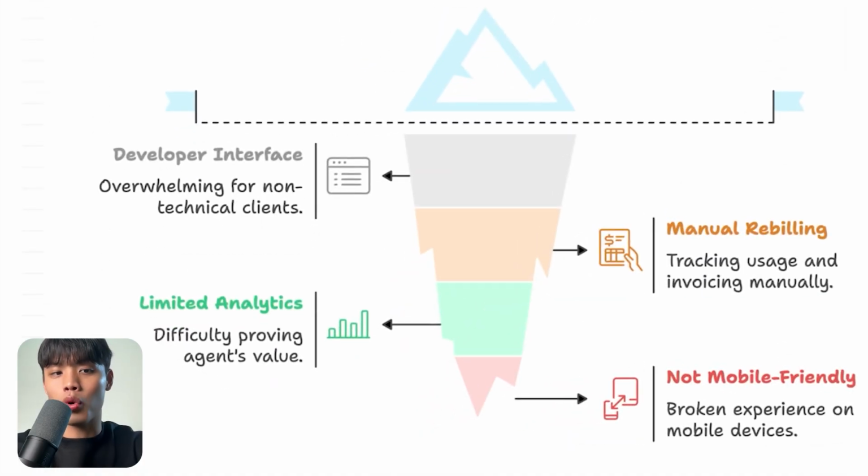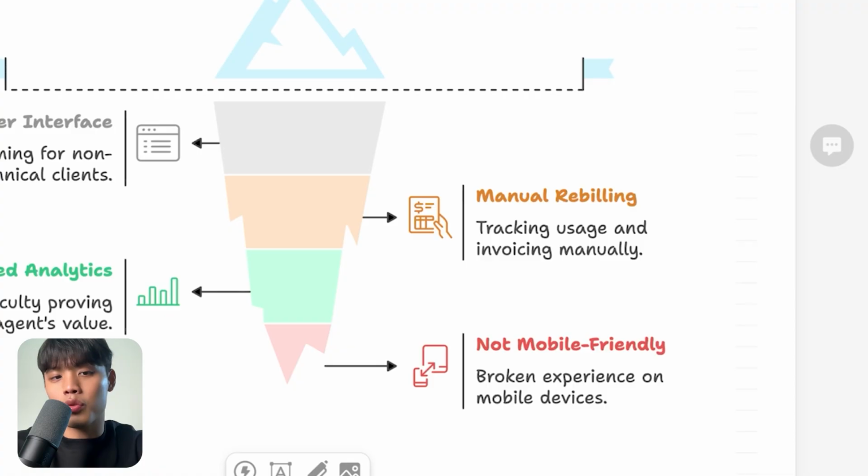Second, the VAPI dashboard is built for developers. It's great for us as builders, but it's overwhelming and confusing for a non-technical client. And third, I'll say this is the biggest one. You have to manually track usage, calculate invoices, and chase payments every single month. It's a huge operational bottleneck.